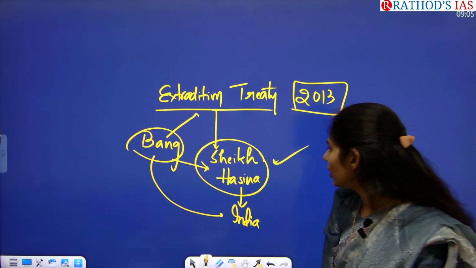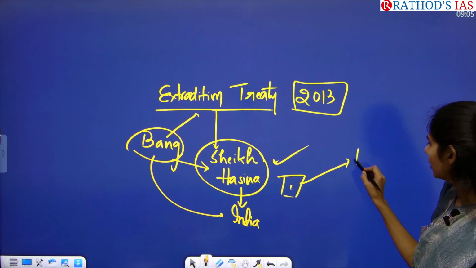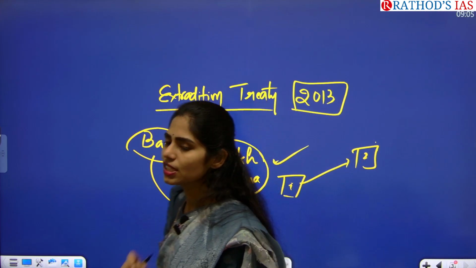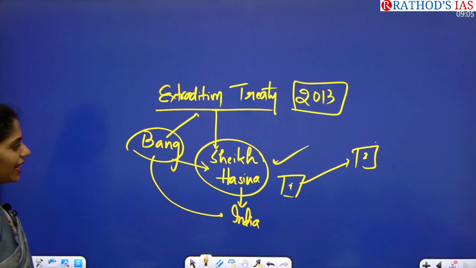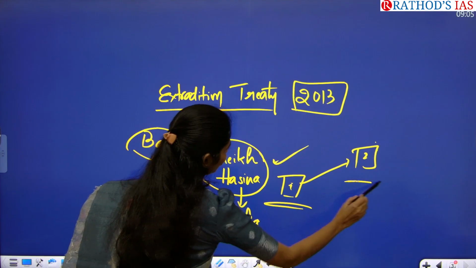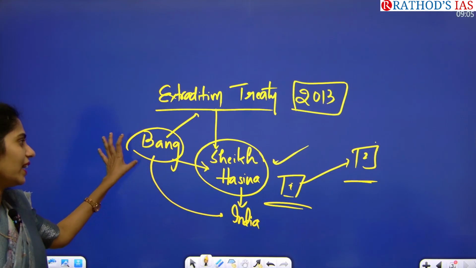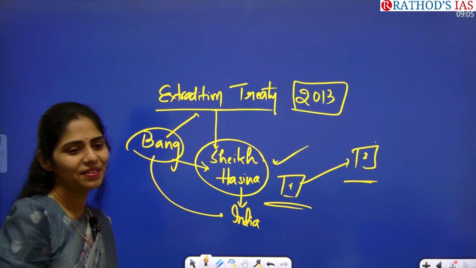So if they are doing crime in country 1 and leaving that country and entering country 2, in both countries they have to see that the offense they did is a crime. When we accept that it is a crime in both countries, only then will we go with this extradition. So if Bangladesh asks Sheikh Hasina to be sent back, will India send her back?